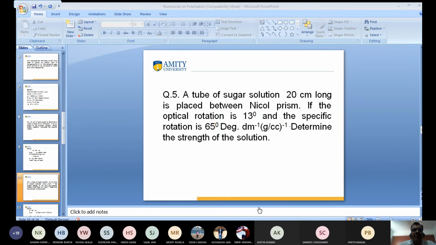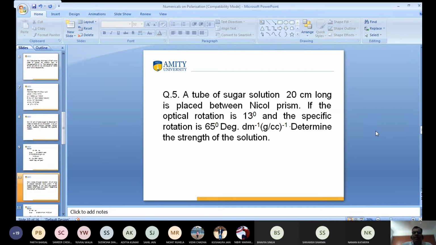Adit Kumar, what is the answer? Sir, 0.1 gram per cc. Shivan Sharma, what is the answer? Sir, 0.1 gram per cc. Anyone more want to give an answer? Sir, after rechecking, I get 0.1 gram per cc. Okay. Bhavya Singh, what is the answer? 0.1 gram per cc. Okay.